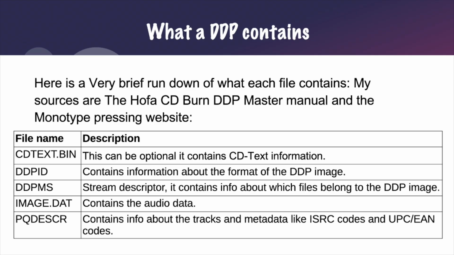Here is a very brief rundown of what each file contains. My sources are the Hofer CD Burn DDP Master Manual and the Monotype Pressing website. In alphabetical order, the first file is cdtext.bin. This can be optional. It contains CD text information. The next file is the DDP ID. It contains information about the format of the DDP image.